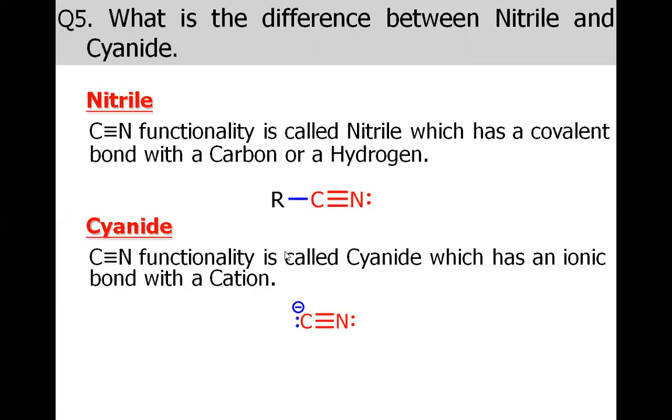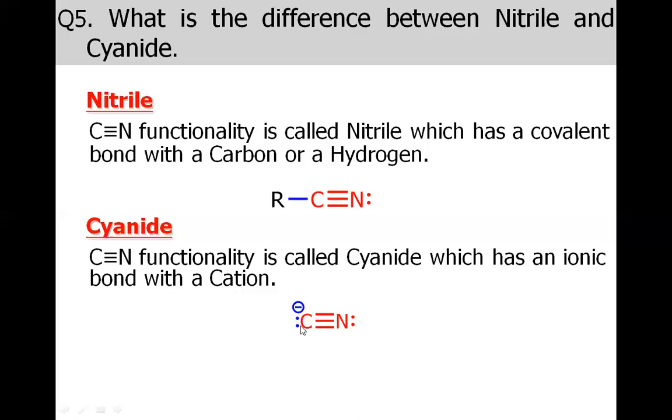However, if you look at cyanide, it's a C triple bond N functionality which has an ionic bond. Here we have the negatively charged carbon, which has a connection with some cation, whether it's the silver ion, the sodium ion, or the potassium ion. We call it potassium cyanide, sodium cyanide, or silver cyanide. So cyanide is an ionic species, while nitrile is a covalent species. Nitrile is very common in organic chemistry, and cyanide is a part of inorganic chemistry.